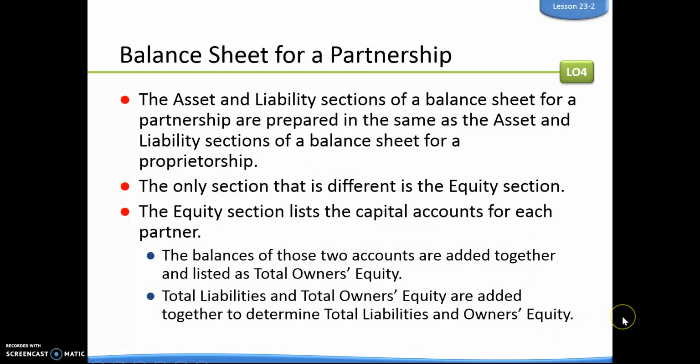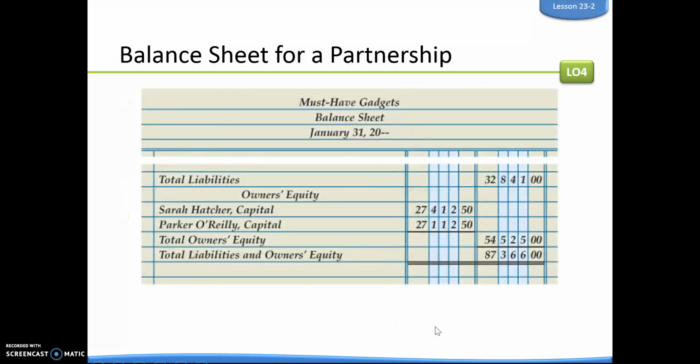Now, the last financial statement we need to talk about is a balance sheet, and the asset and liability sections for a partnership are prepared the same way as for a proprietorship, so nothing is different there. The only section that's different is our equity section. The equity section lists the capital accounts of each partner, and the balances of those two accounts are added together, and that's your total owner's equity. And then obviously total liabilities and total owner's equity are added together to get our total, just like we've done before. So it doesn't show the asset side of things because that's the same.